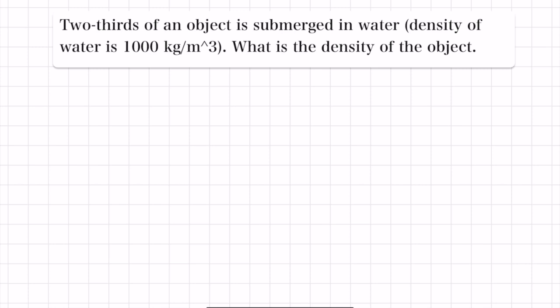Two-thirds of an object is submerged in water. Density of water is 1,000 kilograms per meter cubed. What is the density of the object? Okay, so this is going to be an example using buoyant force.